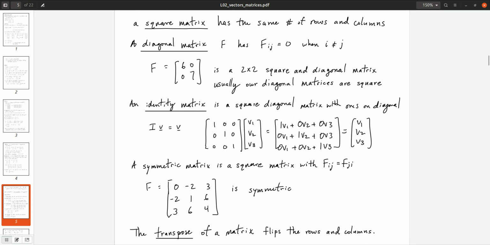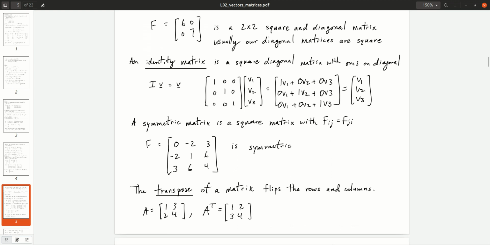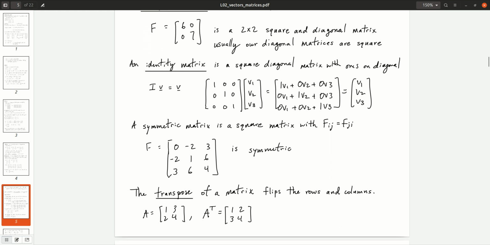All right, another special type of matrix is called a symmetric matrix. So a symmetric matrix is a square matrix where the entry Fij equals the entry Fji.